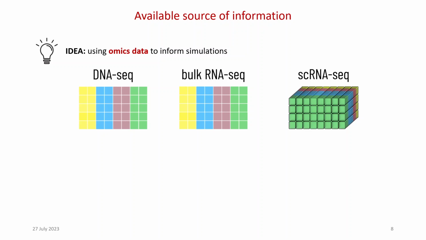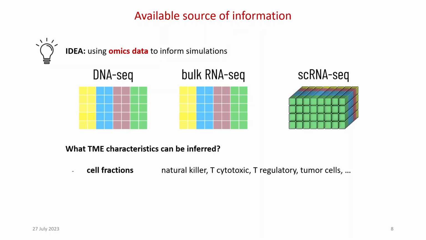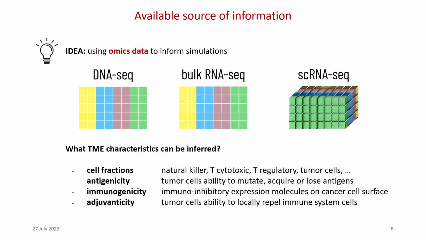In this way, we are able to infer cell fractions of the tumoral mass, as well as cancer agent properties like the ones discussed before, so the antigenicity, the immunogenicity, and the adjuvancicity, that, for sake of clarity, are respectively the ability of tumor to mutate, acquire, or lose antigens, the ability to express immunoinhibitory molecules on the surface of the cancer cell, and the ability to locally repel immune system cells by releasing signaling molecules.